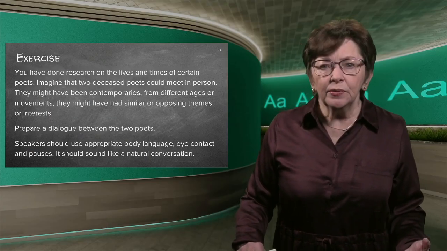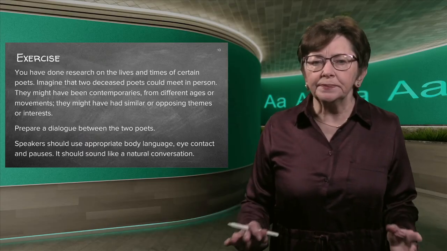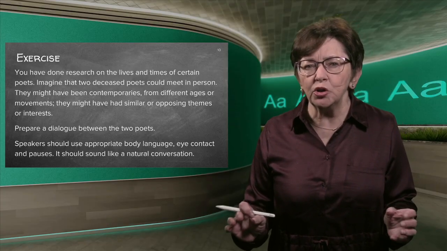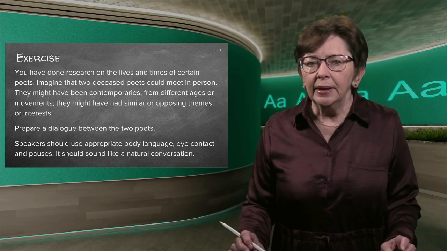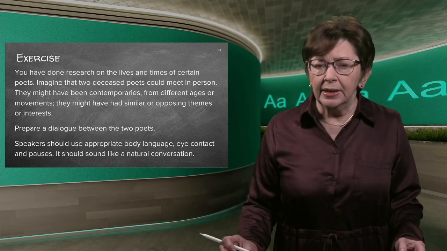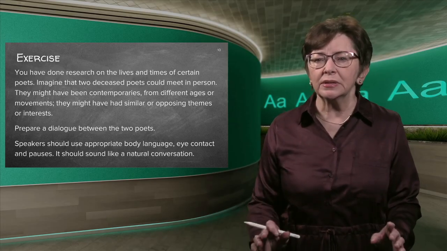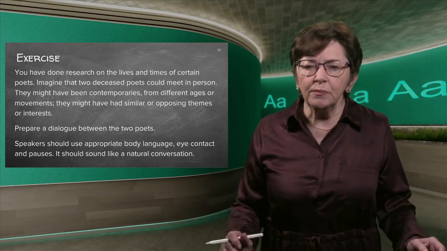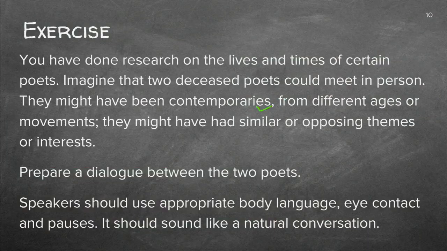I'm going to give you one or two exercises in terms of what you can expect in a classroom. The teacher might give you a research project and say, go and do research on the lives and the times of certain poets. They may be contemporaries, they may be from different ages or different movements. They may have similar themes, they may have opposing themes on, for instance, religion and so forth.